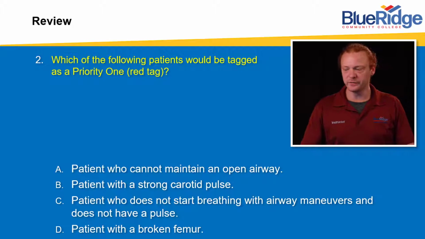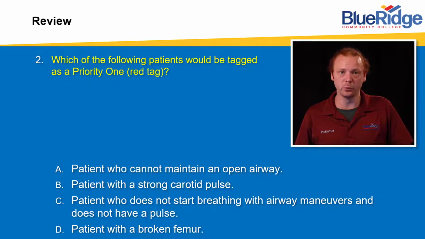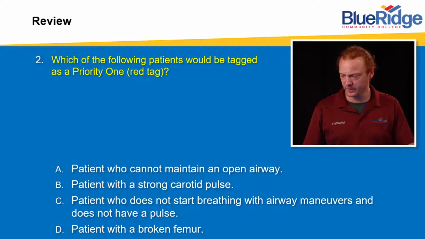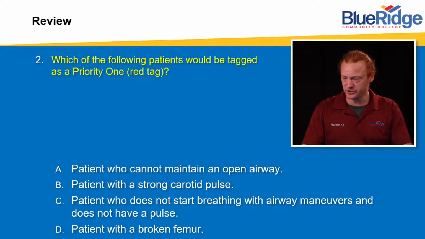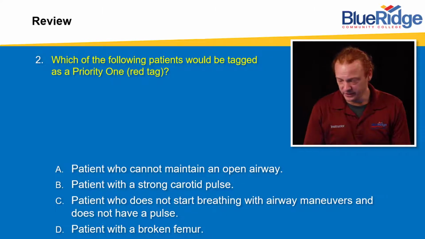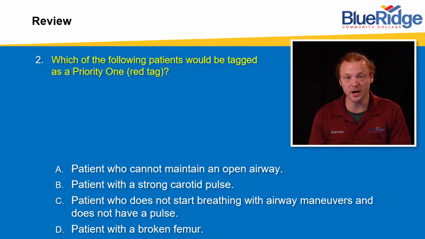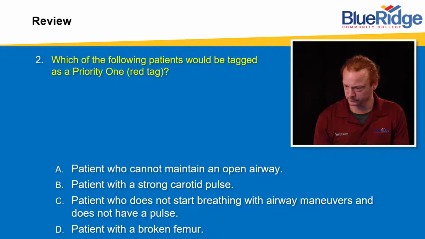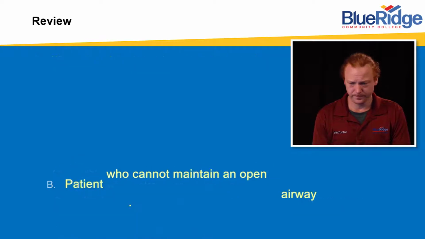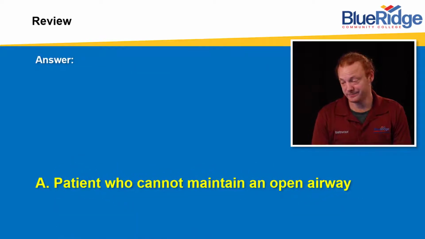Question number 2, which of the following patients would be tagged as a priority 1 or a red tag? A, a patient who cannot maintain an open airway. B, a patient with a strong carotid pulse. C, a patient who does not start breathing with airway maneuvers and does not have a pulse. Or D, a patient with a broken femur. That's going to be A, a patient who cannot maintain an open airway.